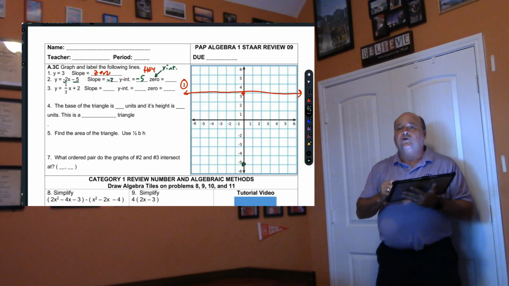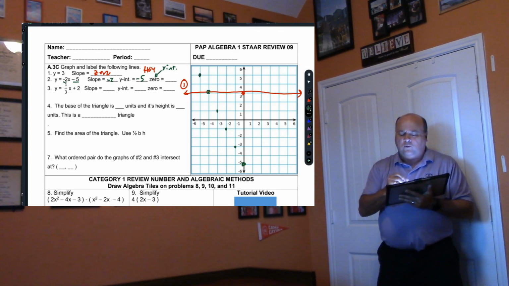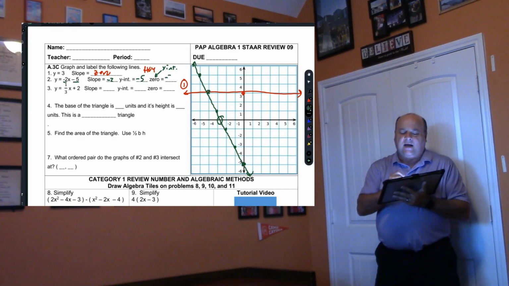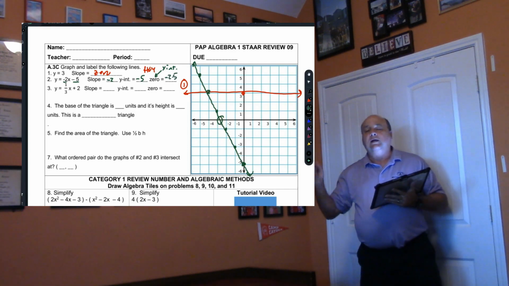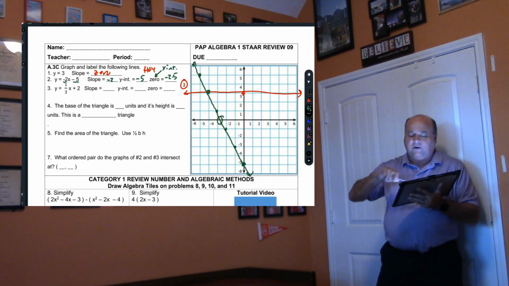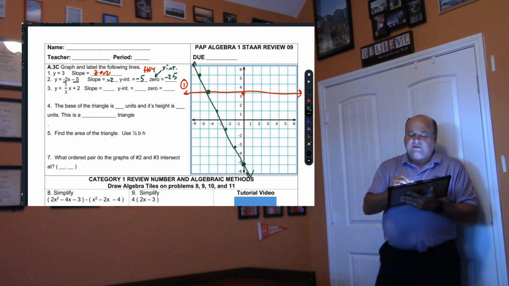We cannot go down 2, right 1, so we're going to go up 2, left 1, up 2, left 1, up 2, left 1. Am I doing this right? Yep, up 2, left 1. Connect the dots. And right here is the x-intercept, and it's going to be -2.5. With the slope of 1 over 2, it would be right between the 2 and the 3, or -2.5. Let me erase that real quick. Draw our line again. And this is going to be number 2.